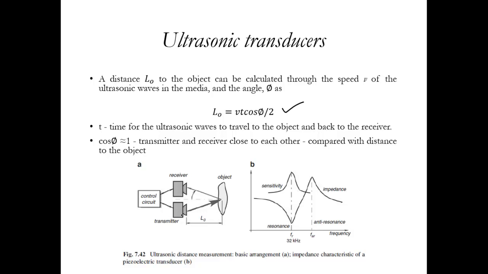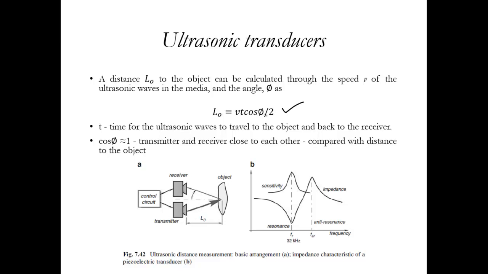So the transmitter is one where we have a piezoelectric crystal, which is excited by an electric signal. It generates sound waves. They move to the object, and from the object, they are reflected back. And the receiver is again a crystal which receives these sound waves, or mechanical waves, and converts them to electric energy. So the time taken for the waves to leave the transmitter and reach the receiver is t. We do t by 2 because we have to calculate just the distance, which is half of the total distance traveled, which is 2L naught.